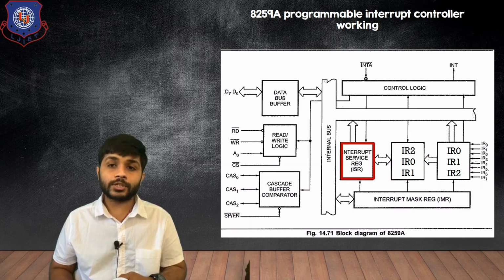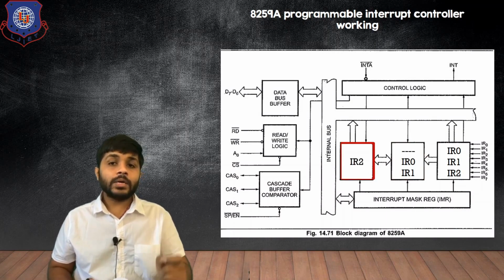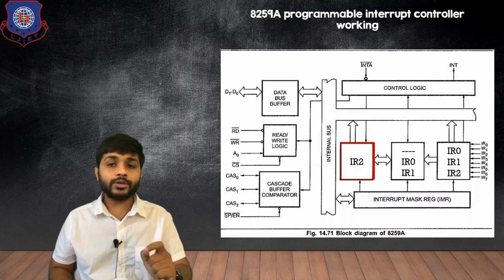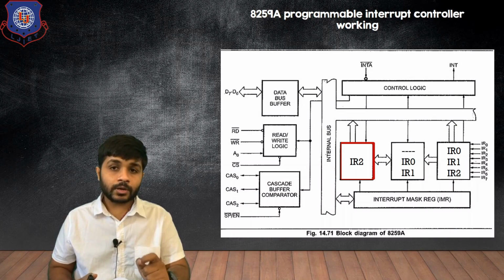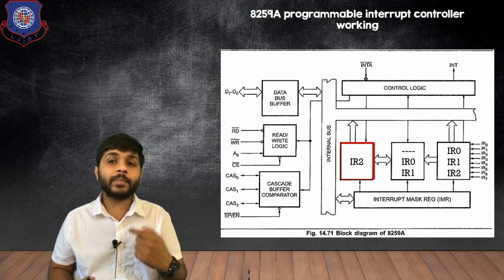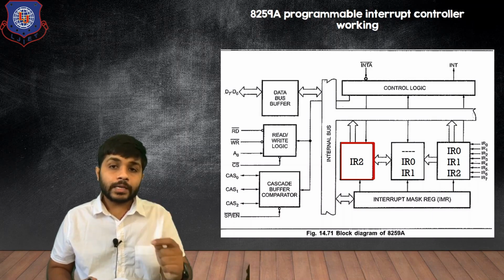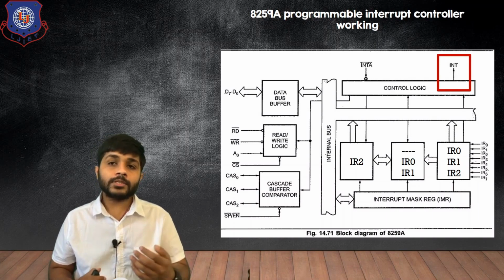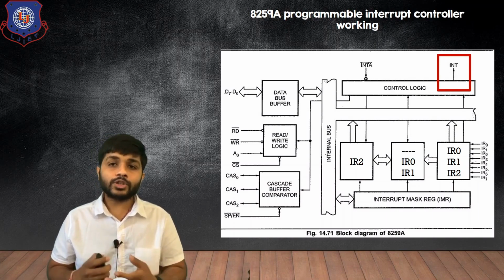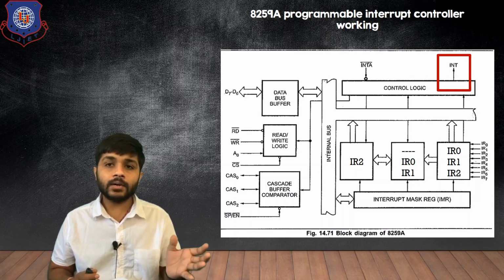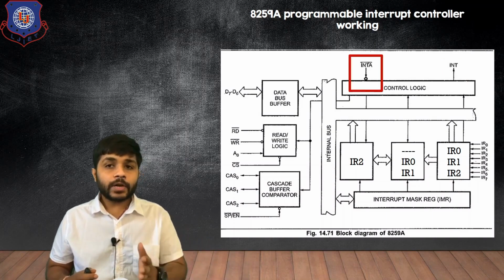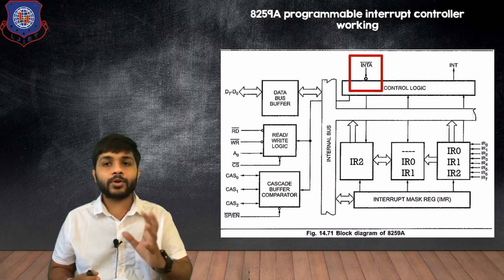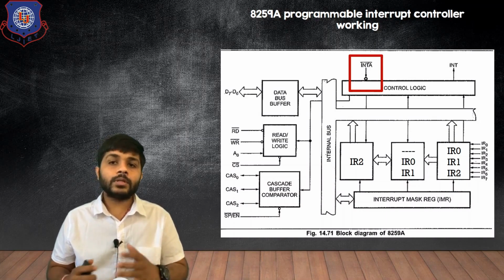Now the interrupt that has the highest priority in the priority resolver will be transferred to the interrupt service register. So you can see that now in the interrupt service register, IR2 is transferred. Whatever interrupt is present in the interrupt service register will send the interrupt signal to the microprocessor. So IR2 will send the interrupt to the microprocessor using the INT signal. The processor will receive the interrupt, stop its current execution and send the acknowledgement. When the 8259A receives the acknowledgement, it understands that the processor is ready to receive the interrupt.